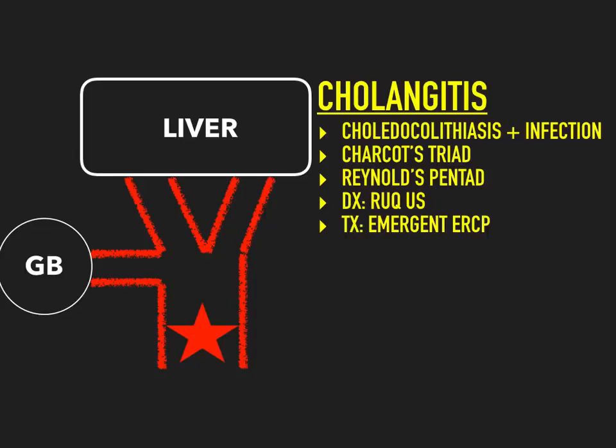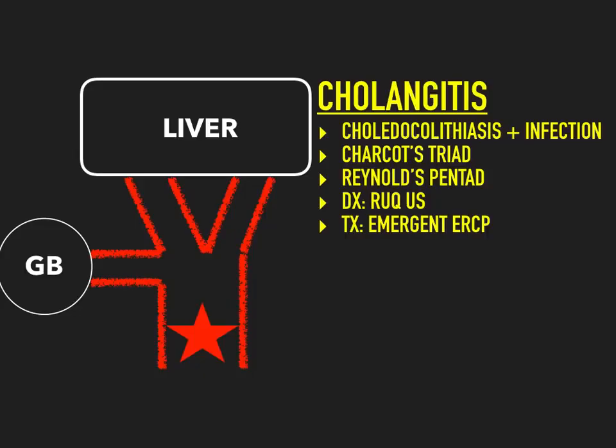What happens next is that because you have this closed system where there's backed up fluid, that is a nidus for infection. So you have this infection that ascends up the biliary tree and causes inflammation in everything proximal to the obstruction. That's really high yield.